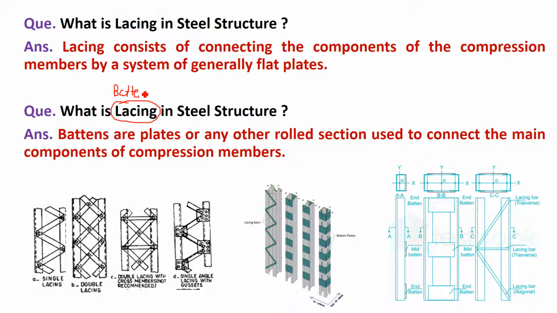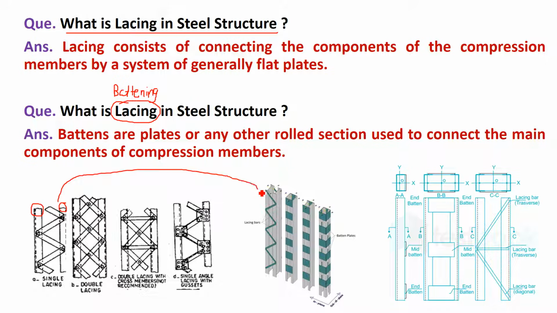B-A-T-T-E-N, batten. So this is battening in steel. Okay. So what is lacing in steel structures? Lacing means if you want to develop a composite compression member or composite column with the help of 2 I sections. If you look at this figure, this is one I section and this is one I section.